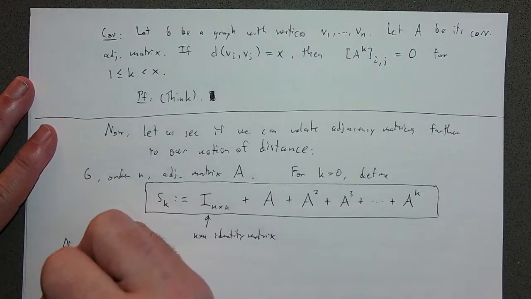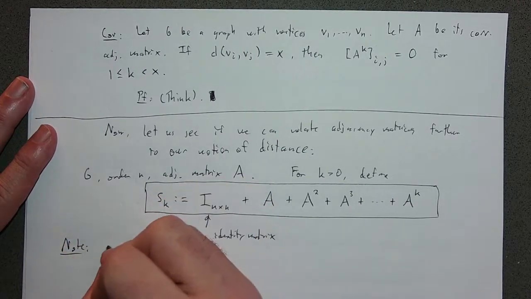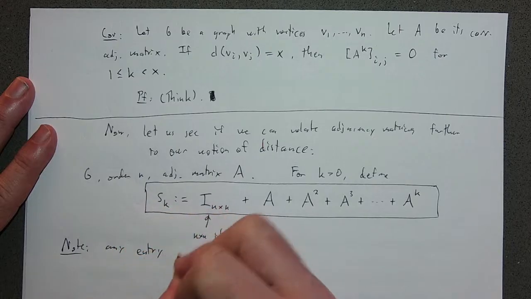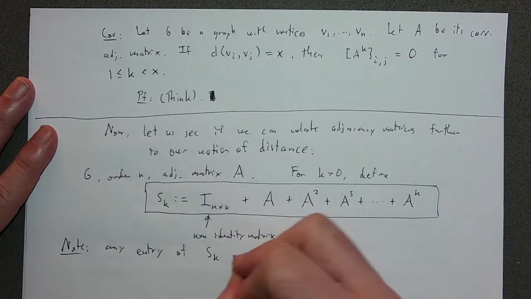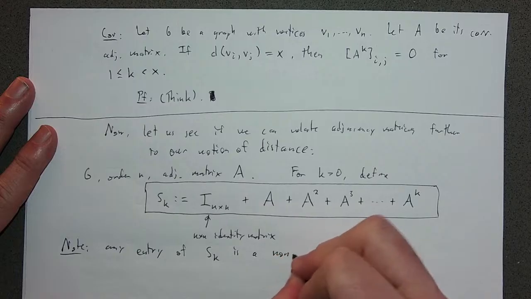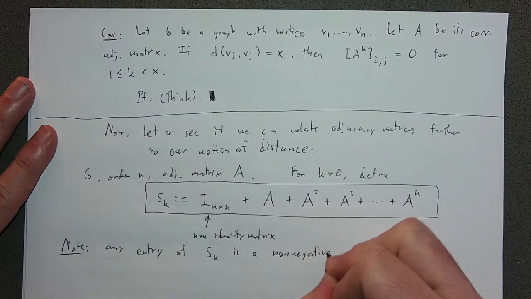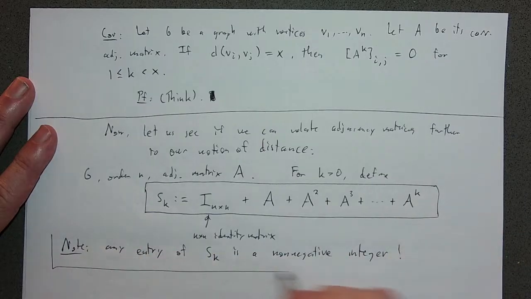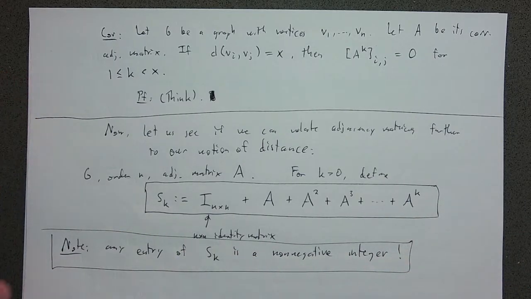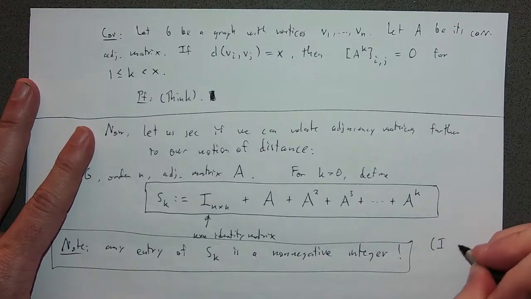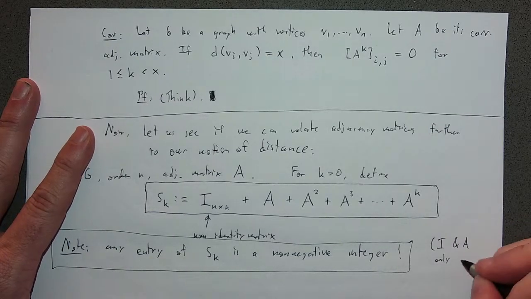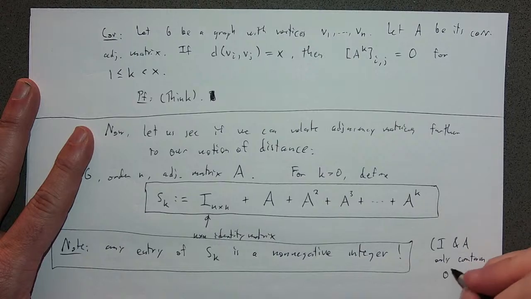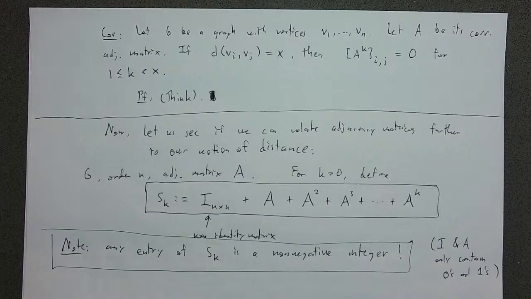So note, any entry of S sub k is a non-negative integer. And again, this is just because I and A only have ones and zeros. So there's nothing else that could happen here.